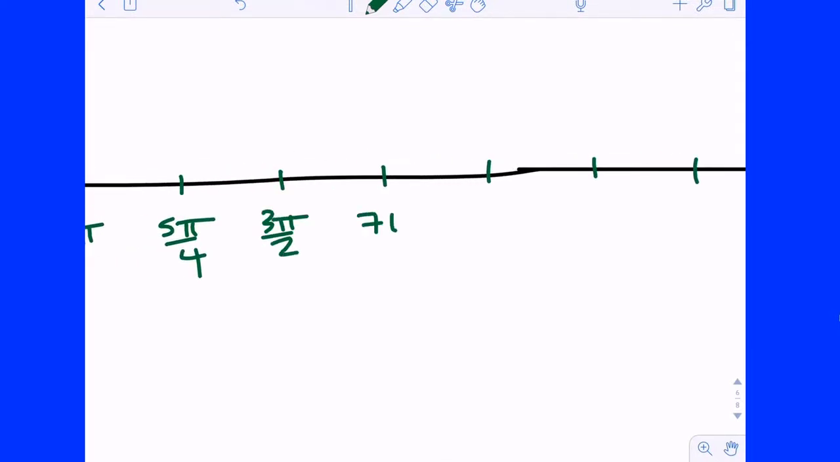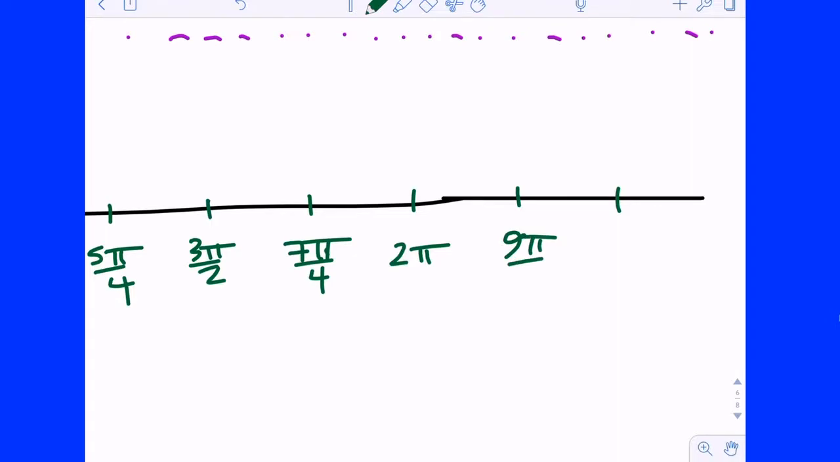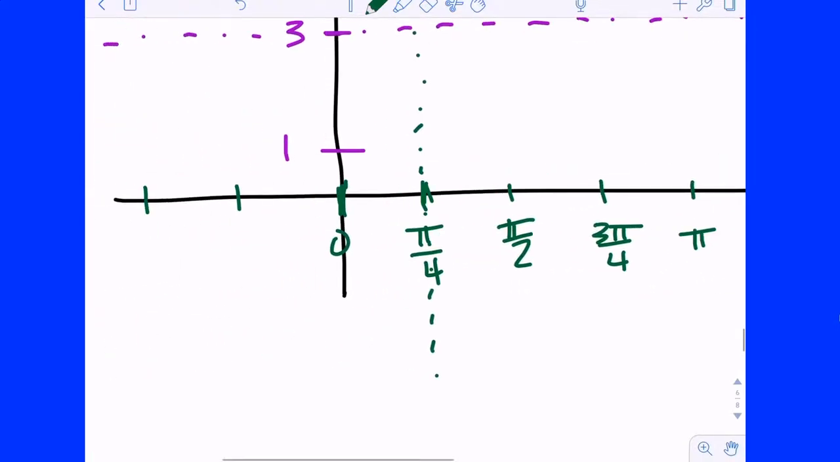7 pi fourths doesn't simplify. 8 pi fourths, 2 pi. 9 pi fourths, and then 10 pi fourths is the last one I have room for. 5 pi halves, good. And then going the other way, we got 0, so negative pi fourths. Negative 2 pi fourths is negative pi halves.